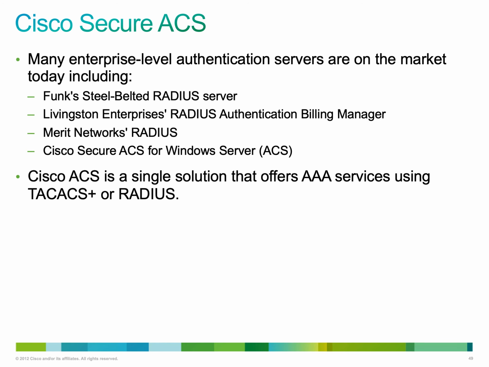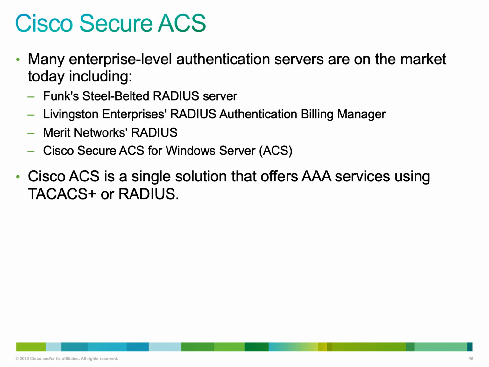Now Cisco ACS. ACS is Access Control Server. Now let's take a look at the Cisco ACS. Many enterprise-level authentication servers are on the market today. There are so many now. Some of them are the Funk Steel-Belted RADIUS server, the Livingston Enterprises RADIUS Authentication Billing Manager server, and the Merit Networks RADIUS. And then the very popular one is Cisco Secure ACS for Windows servers. So you can find all of these in the market in case you want to buy. I think there are even more now recently.